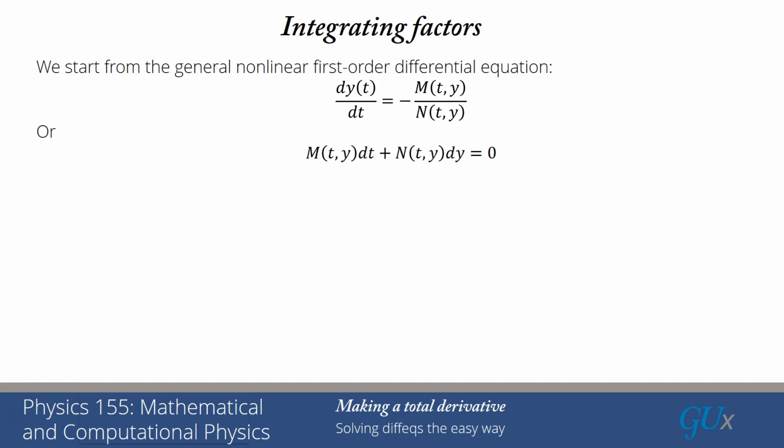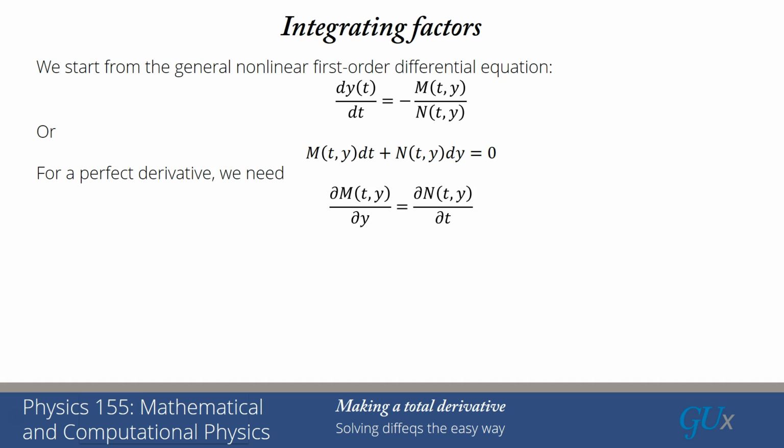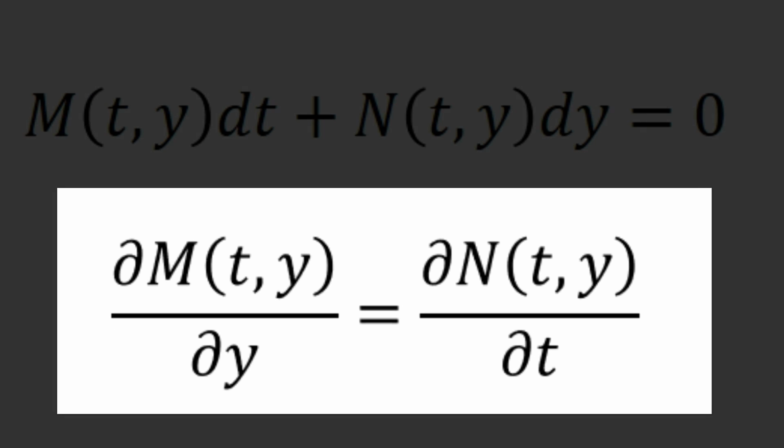So if I re-express that differential equation, it becomes M(t,y) dt plus N(t,y) dy is equal to 0. And we want that to be a total derivative. And for that to be a total derivative, the M(t,y) has to be a ∂F(t,y)/∂t, and the N has to be a ∂F/∂y. And because the mixed derivatives are equal, if I take M and take its derivative with respect to y, that must equal the derivative of N with respect to t.